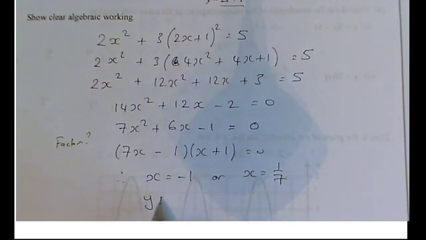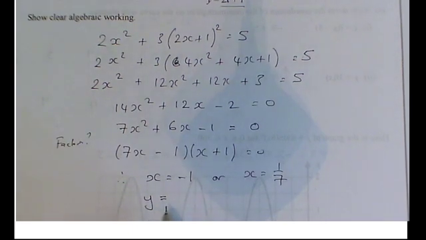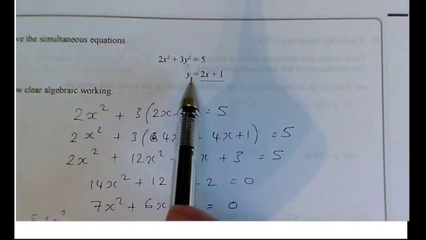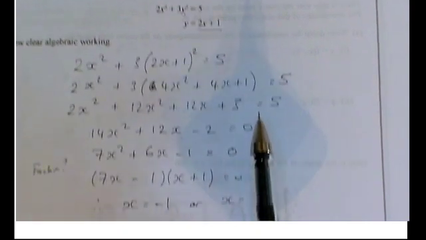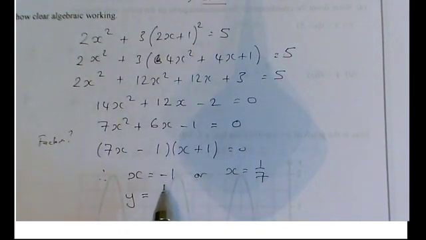Now, of course, to find the y coordinate, I've got a nice simple formula that tells me if you want to get a y coordinate, double your x and add 1. So I'm going to double my answers and add 1. Double minus 1 is minus 2, add 1 is minus 1. That's my x1 and y1 coordinate. And my x2 and y2 coordinate, my other solution, is double that, 2 sevenths plus 1, 7 sevenths, is 9 sevenths. And that's the answer. Okay, they're the answers to that quadratic simultaneous equation.